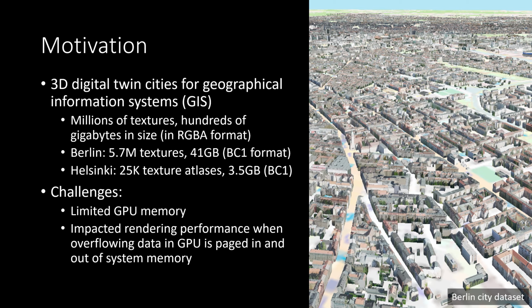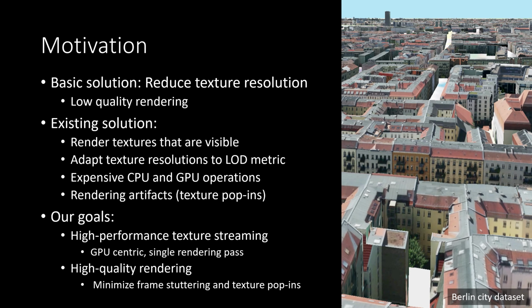One major challenge to render textured cities is the limited amount of GPU memory. Although computer systems can page overflowing data from GPU memory into system memory, it is very rudimentary and will severely impact rendering performance. One simple way to fit these textures in memory is to reduce their resolutions globally. However, this will result in fuzzy, low-quality rendering.